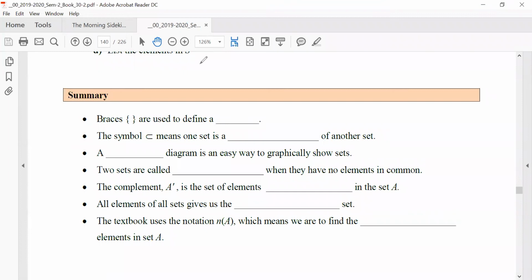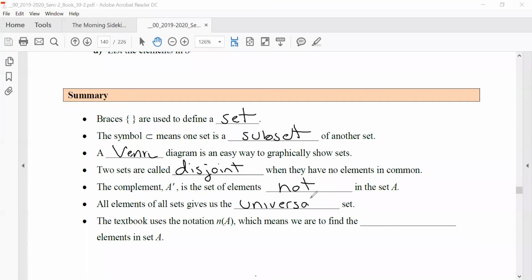Okay, let's wrap this up. The braces are used to define a set. This sideways looking elongated C means subset, meaning all the elements of one set are contained in another. A Venn diagram is an easy way to graphically show sets. Two sets are called disjoint if they have nothing in common. Complement A prime is the set of elements not in the set of A. All elements of all sets together give us the universal set.